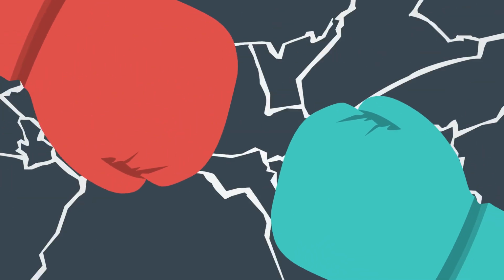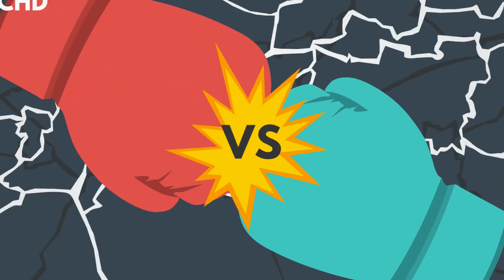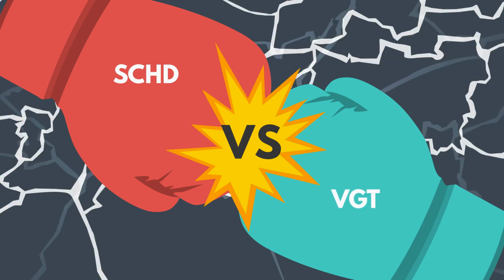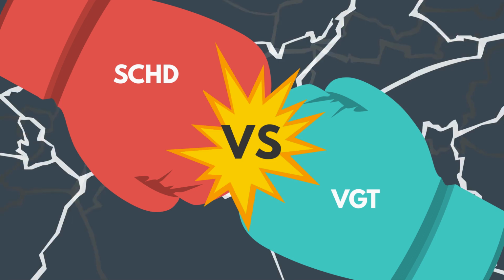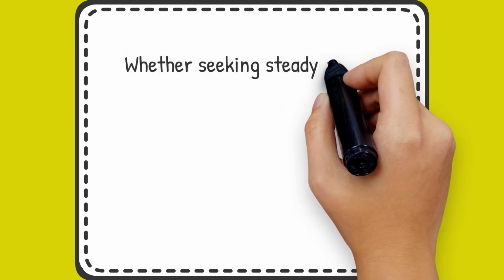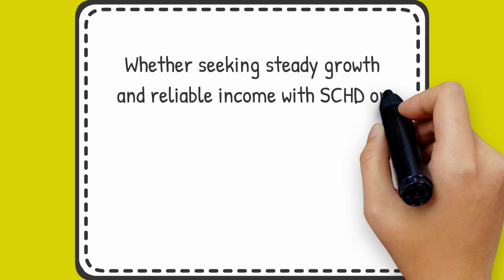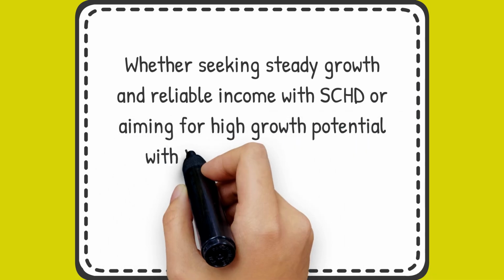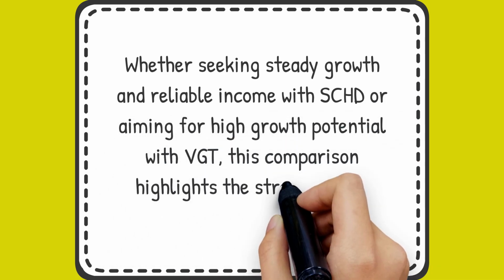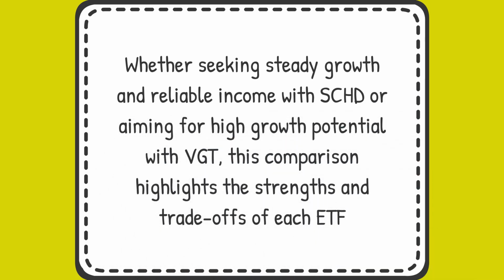By comparing the performance of SCHD and VGT in terms of both stock price appreciation and dividend payouts, investors can better understand which ETF aligns with their investment goals. Whether seeking steady growth and reliable income with SCHD or aiming for high growth potential with VGT, this comparison highlights the strengths and trade-offs of each ETF.